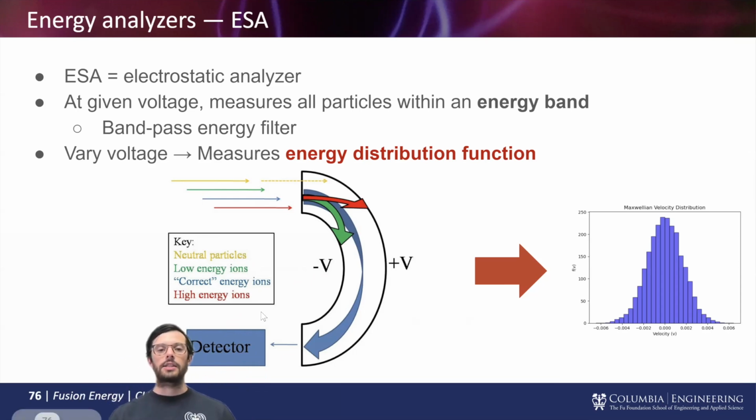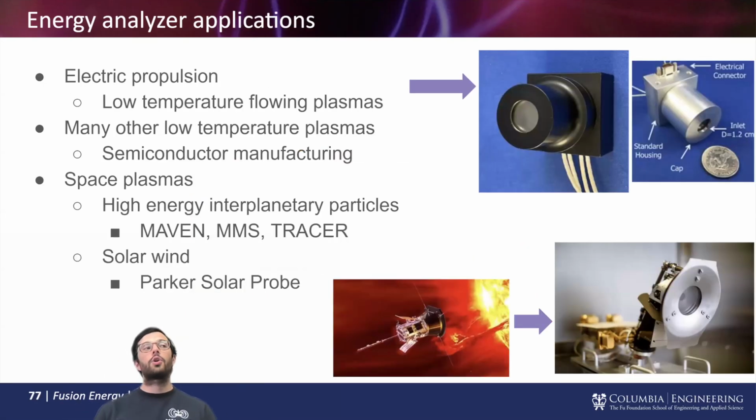And that basically tells us the number of ions coming into our detector that have a specific speed. In this case, that's what we're interested in. And that gives us an energy distribution function, which is this plot here. Because again, we can change these voltages and see at each specific velocity how many particles are there. These are used, again, in cold plasmas. If we put them in a tokamak, they would just be completely melted.